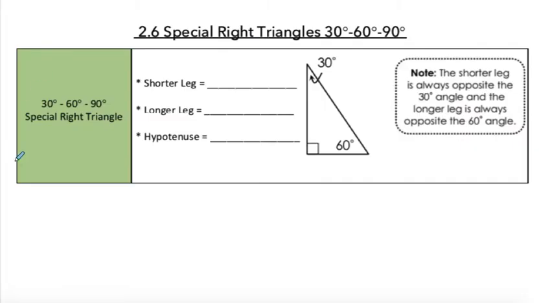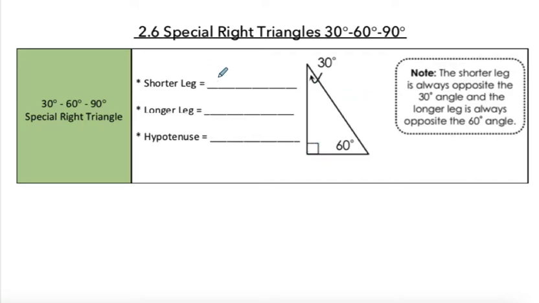So let's look at this more formally here. We have a shorter leg, a longer leg, and our hypotenuse when we have a 30, 60, 90. The 45, 45, 90 had 2 legs that were the same and the hypotenuse. Note, the shorter leg is always opposite the 30-degree angle, and the longer leg is always across from, or opposite, the 60-degree angle, just like the hypotenuse is always across from the 90-degree angle.